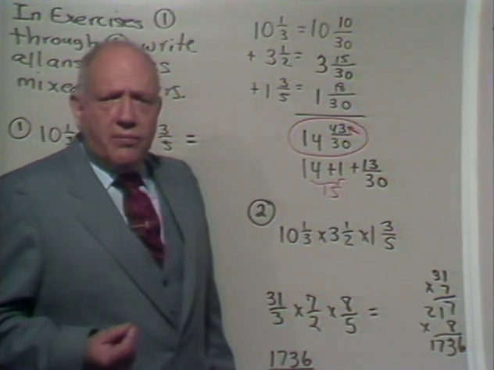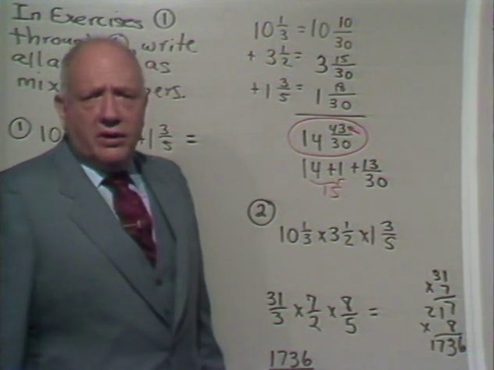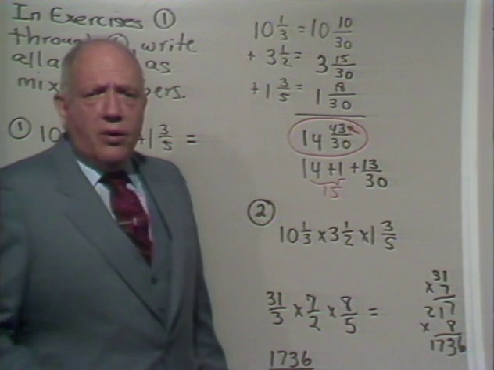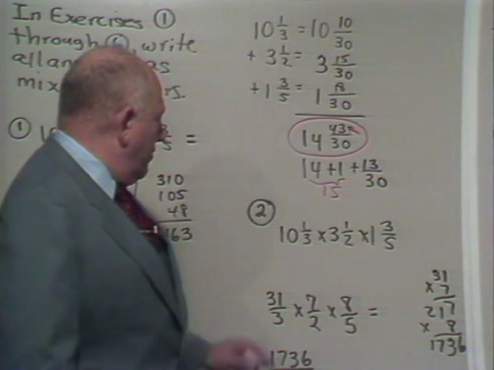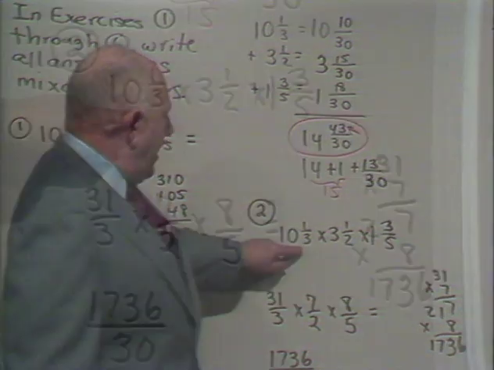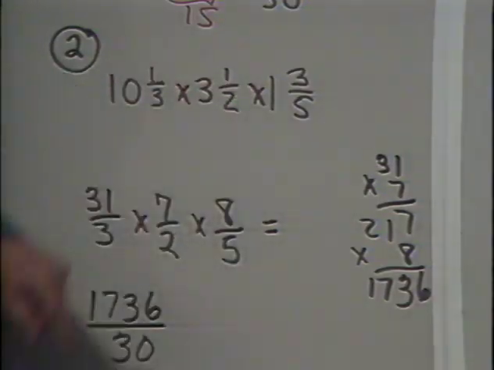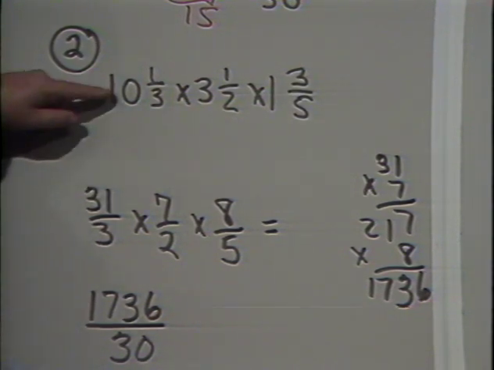Which is the correct way to do the problem? Whichever way you feel more comfortable. Okay? Now we're going to do the same problem, well, the same numbers, but now we're going to be multiplying. See, we're going to take 10 1/3 times 3 1/2 times 1 3/5. And the style is what?